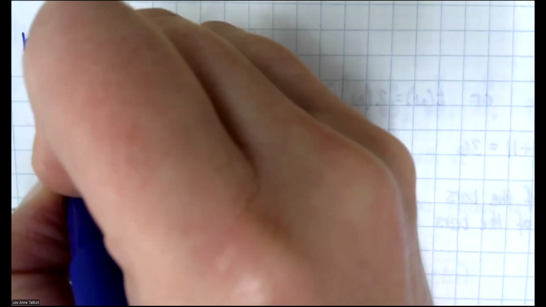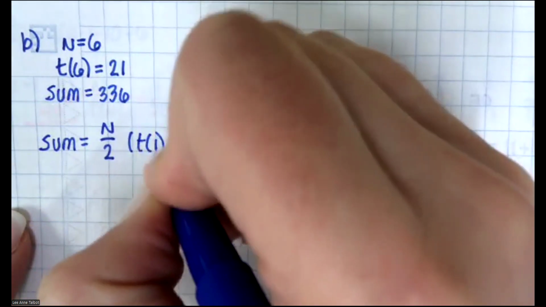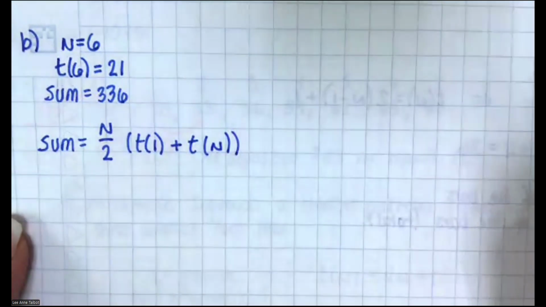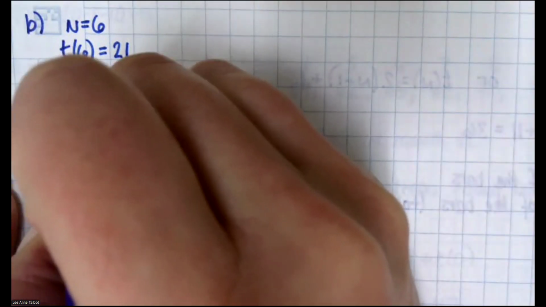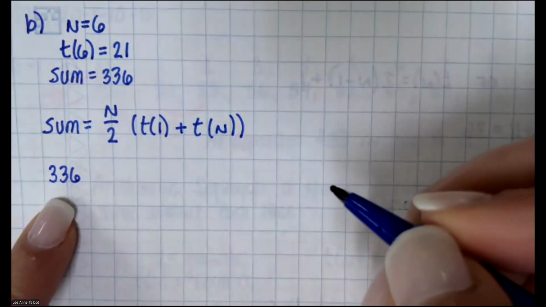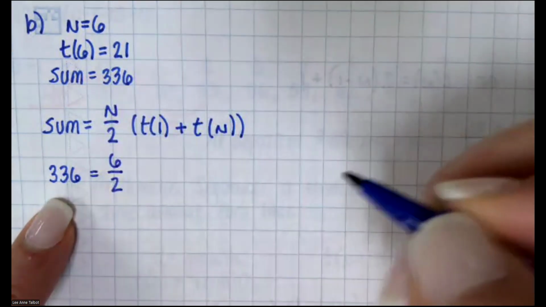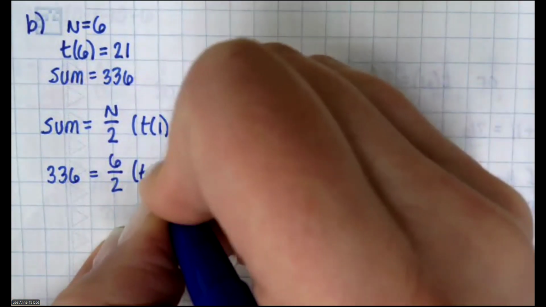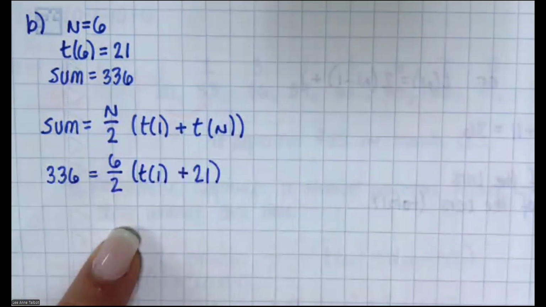So sum equals n over 2 first term plus last term. Okay, the sum is 336, so I'm going to plug that in there. N is 6. First term I don't know, but I would love to find out. And the last term is 21.